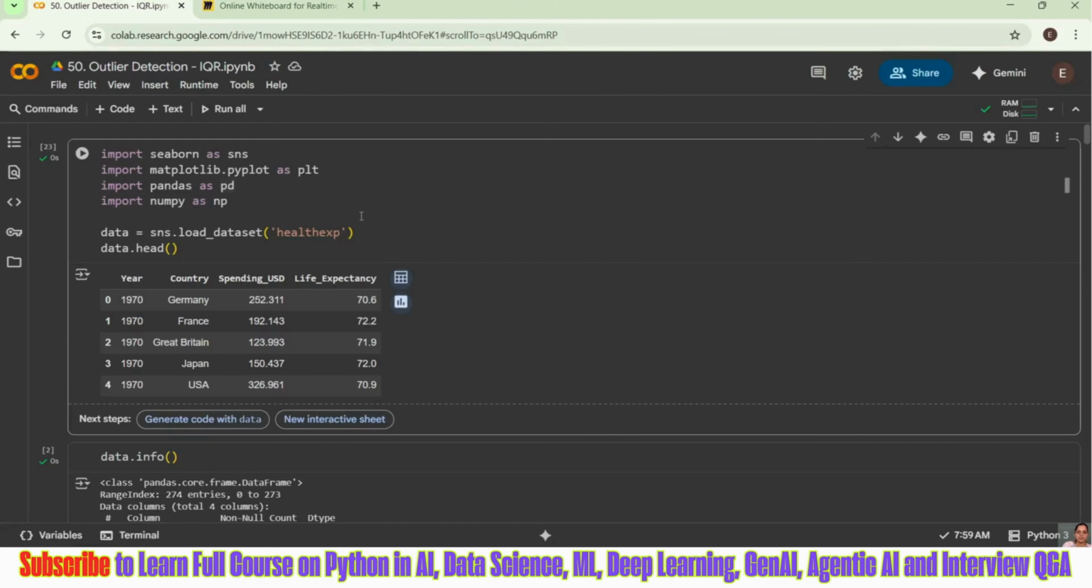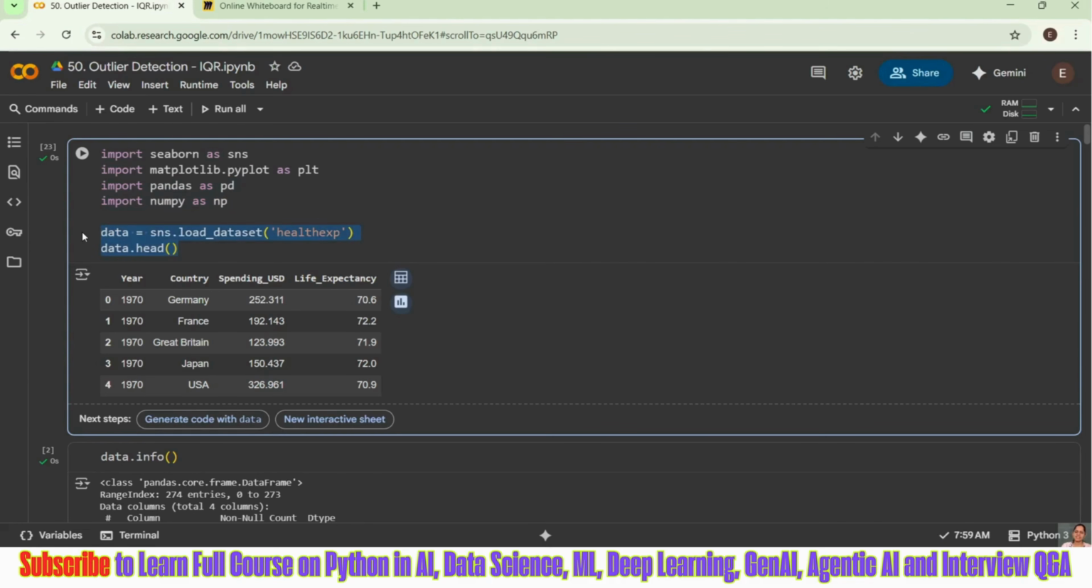Now we will get back and understand how to get it programmatically. So that is again our regular thing. We are importing our libraries. That is the first and foremost thing we have to do, right? Seaborn as sns, Matplotlib pyplot as plt, Pandas as pd, NumPy as np.